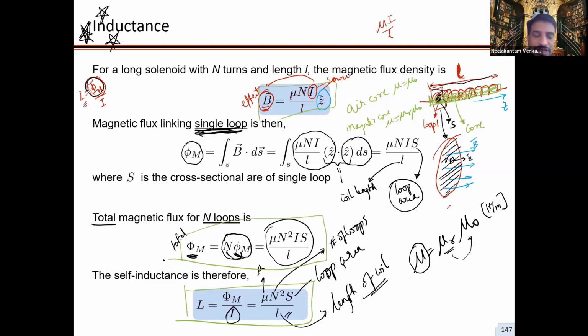So that's pretty much about the inductance law. It is how much flux is cutting through all the coils, the total magnetic flux, over the current that produces it.